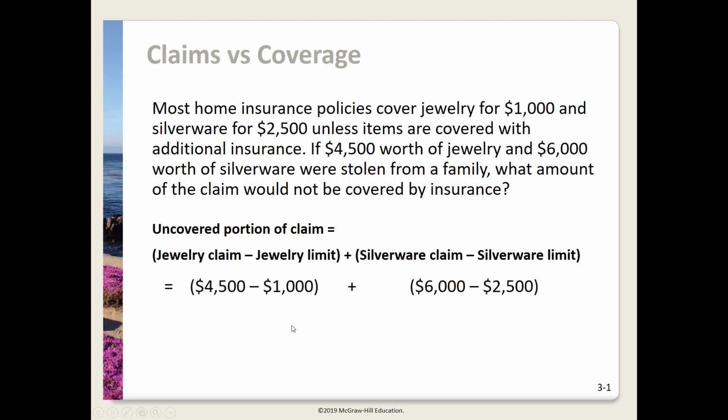So once we've broken out the pieces in our problem, let's take out our calculator and plug in our numbers now that we've pulled them out from the story. When I solve for the jewelry side, I get 3,500. And when I solve for the silverware side, subtracting our two numbers, I also get 3,500. Just a coincidence. Now, for the uncovered portion of the claim, when we add the two numbers, that will be $7,000. What this suggests is that the family might consider revising their insurance policy to have additional coverage in the future. As you can see, their coverage did not fully cover the lost goods.